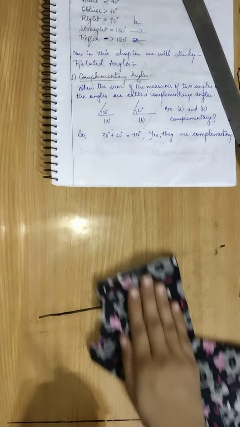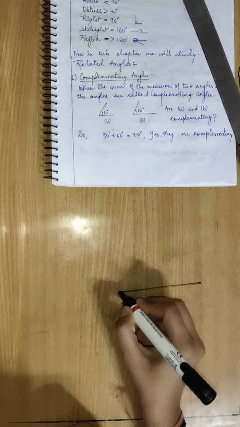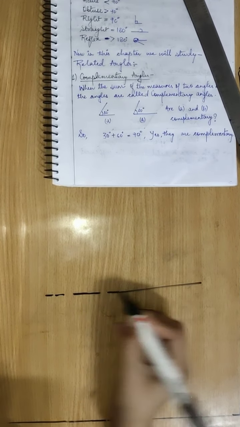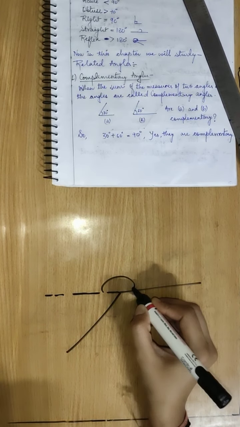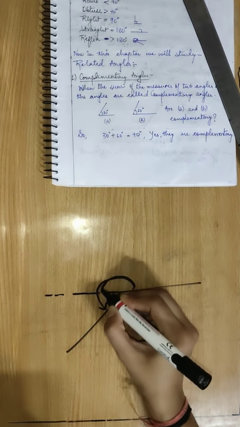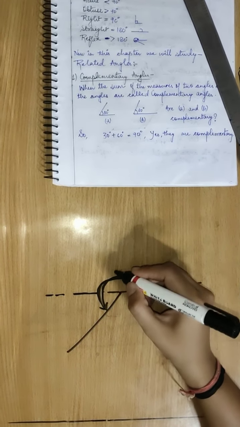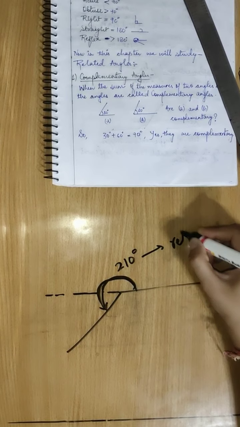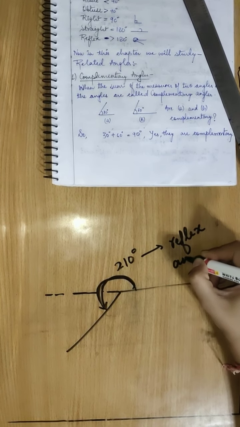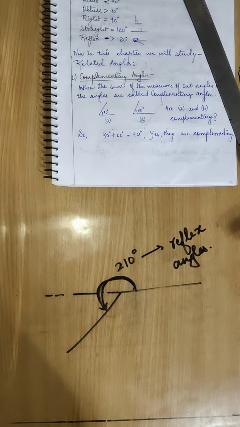Now there are angles above 180 degrees also, right? So what are those angles called which are above 180 degrees? This was the 180-degree line, this was the 180-degree angle. What about the angles which are above 180 degrees? Let us take, this is 210 degrees. These angles are known as reflex angles.